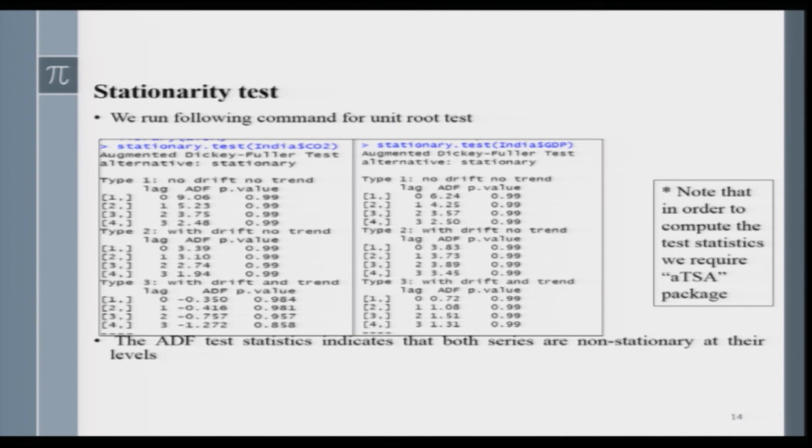In order to compute the test statistic for the augmented Dickey-Fuller test, you require one package called ATSA to be installed and downloaded, and you can check from library whether it is properly installed or not. And then you need to write this command stationary.test within bracket India dollar CO2. So, we are testing for stationarity, and that is why this is the command, but at this point I would like to draw your attention to one point, that this is not the only command that you can use to conduct the augmented Dickey-Fuller test in R.